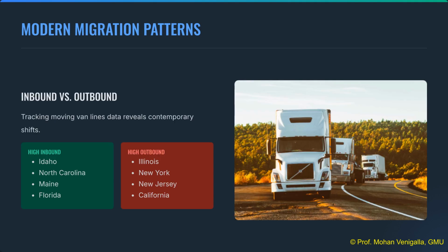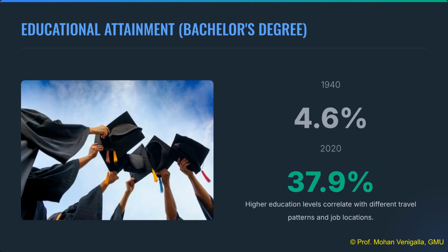Tracking modern moving patterns shows contemporary shifts. States like Idaho and Florida see high inbound migration, while states like Illinois and California experience high outbound migration. In the last 80 years, educational attainment has dramatically increased, from 4.6% of the population having a bachelor's degree in 1940 to 37.9% in 2020.